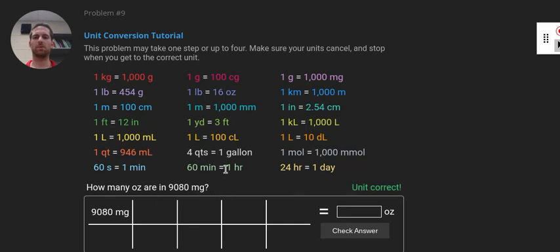So milligrams to ounces. It seems like we should try to get into grams, because if we can get to grams, we can get to pounds. If we get to pounds, we can get to ounces. So it looks like that's how we're going to do this. So 9,080 times 16 divided by 1,000 times 454.32. Okay.